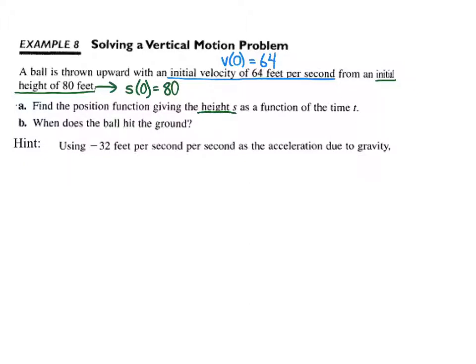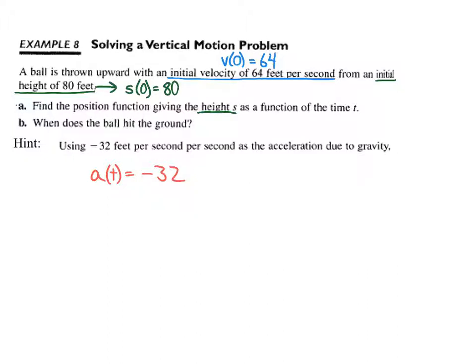Now, it says here that the acceleration is a negative 32 feet per second squared, because that's gravity. So look at what we're given. We are told acceleration at a given time is a negative 32. That's constant.